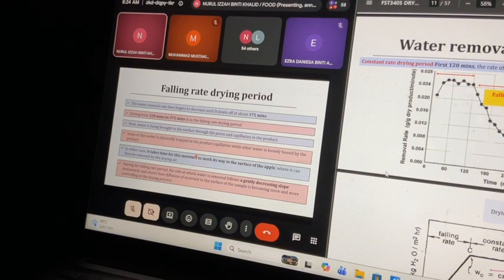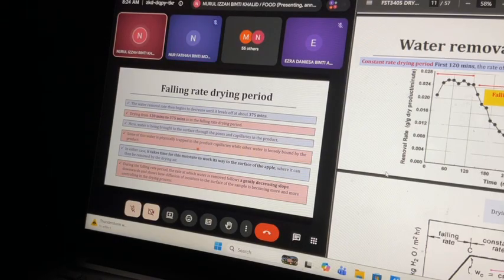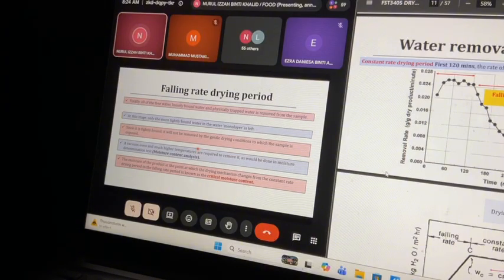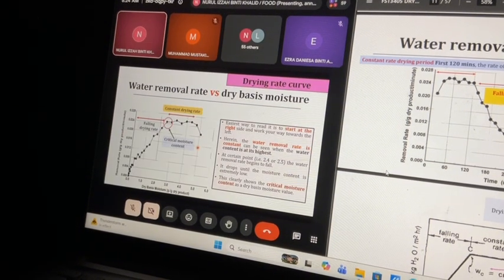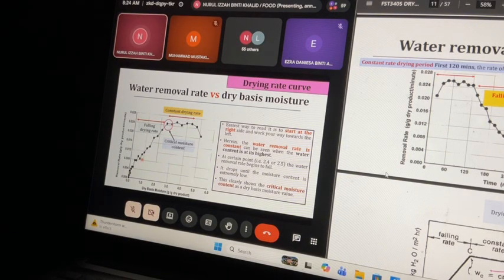So this is just the explanation of what happened to the constant rate and the falling rate for the graph that I have shown you just now. This one is also about the graph, the same thing, and the explanation is the same.